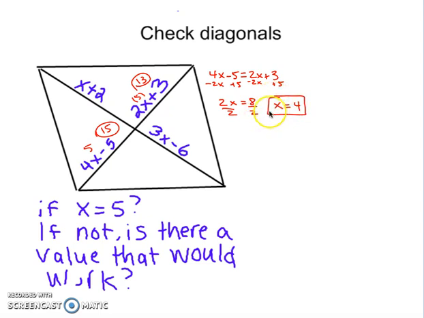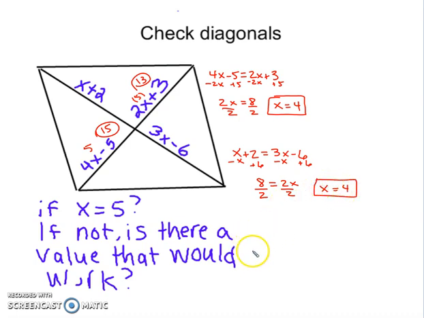Okay, so we know this side says 4, and then we need to check our second diagonals. So for this, we're going to check these two. So we'll put those right down here. x plus 2 equals 3x minus 6. So I'm going to take my x away from both sides and add my 6, and we end up with 8 equals 2x. So again, x equals 4. So is there a value that would work? The answer is yes. x equals 4. If x is 4, this would create a parallelogram.